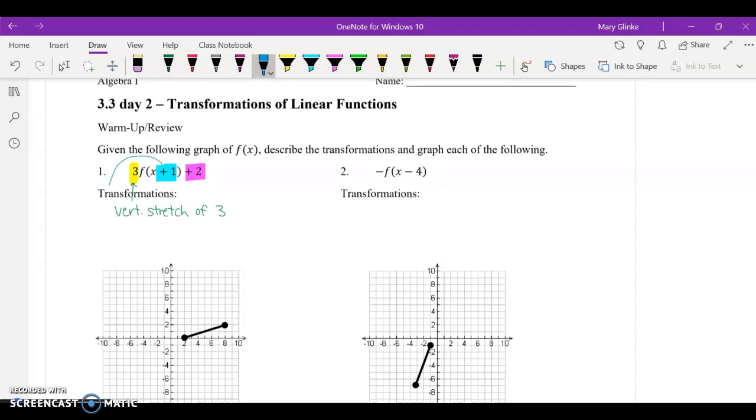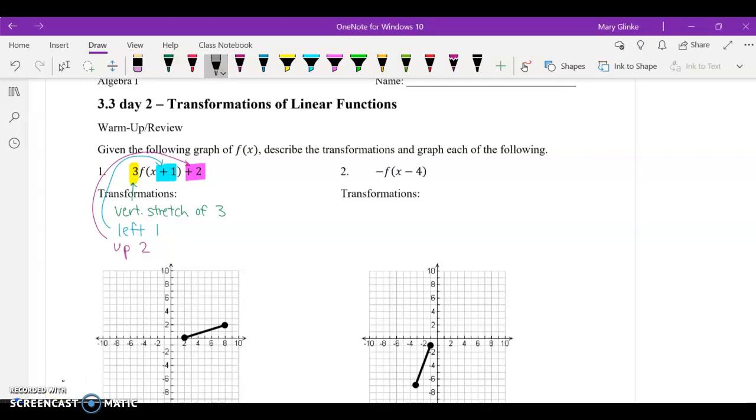This number inside with the x is going to be moving it left and right, but it's going to do the opposite of what you think it should. So the plus, it's actually going to move your graph left 1. This plus 2 at the end, that is going to be moving your graph up and down. So our graph is going to be moved up 2. So we're going to go ahead and graph these transformations.